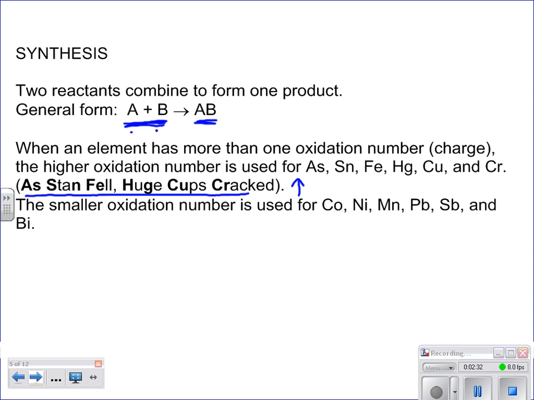And you guys know these charges. You remember them from last year, I'm sure. Maybe you still have your periodic table that you wrote on that had the different charges. So if it's part of this phrase, then you use the higher charge, the higher valence. If it is not part of this phrase, then you are going to use the lower oxidation number or valence or charge, whatever you want to call it. So that's something you might have to consider with synthesis.